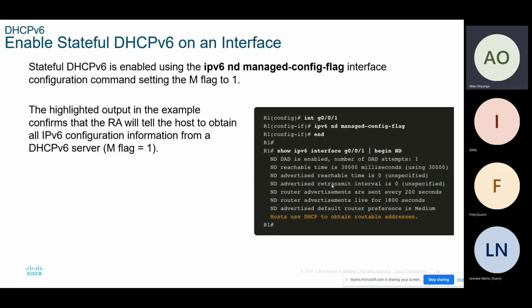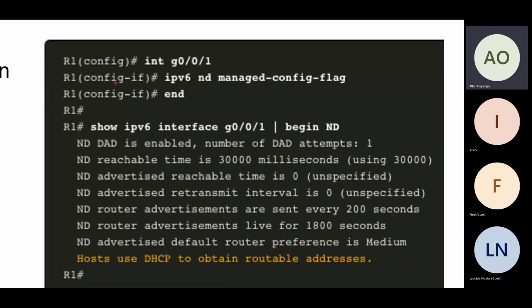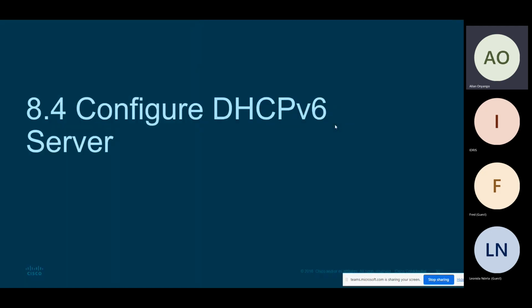How do you enable stateful DHCP server? Very simple. You get into the interface facing the client and you just say ipv6 nd managed-config-flag. ND means neighbor discovery. That is setting the M flag to 1. And of course, at this point, both the O flag and the A flag are set to 0.